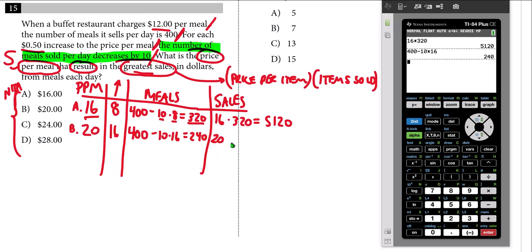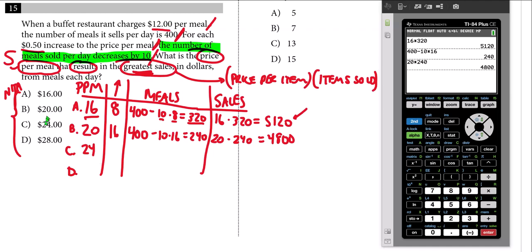So now I'm doing my price per meal times 240, and I'm going to go right in the calculator and do 20 times 240, and look at that. My sales went down. So as of right now, this 51.20 is the winner. That's the greatest sales. So let me try to go a little bit faster for answer choices C and D.